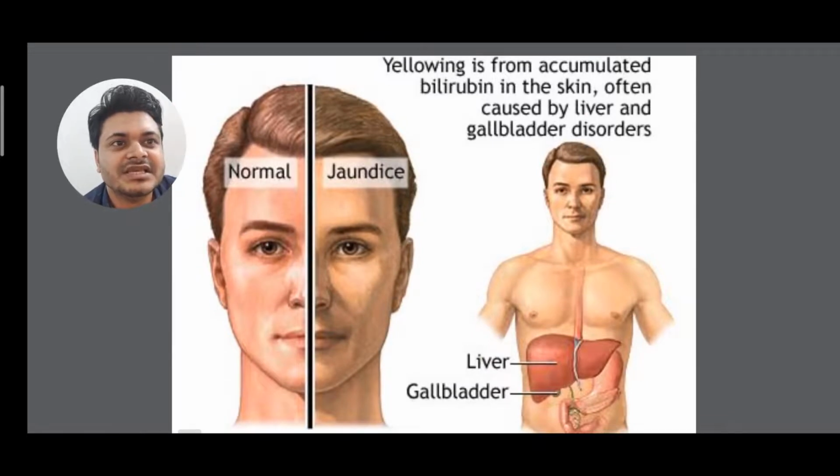You can see yellowing is from accumulation of bilirubin in the skin, often caused by liver and gallbladder disorder. Clear? So this is a deposition of bilirubin. Bilirubin and biliverdin are yellowish pigments. They are secreted by the liver, but stored in the gallbladder, isn't it? So you can see a normal person and a jaundice person.